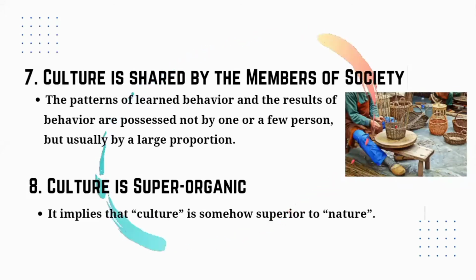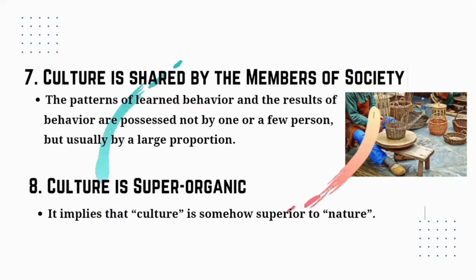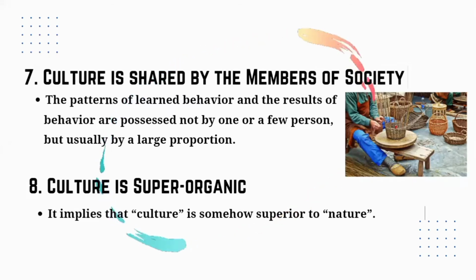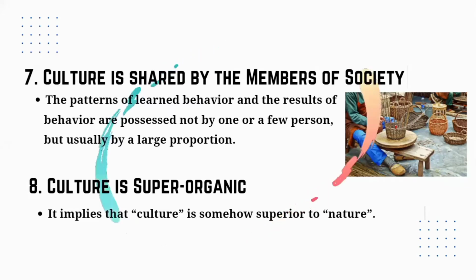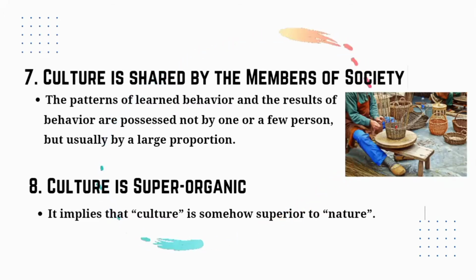The patterns of learned behavior and the result of behavior are possessed not by one or a few persons, but usually a large proportion. So the widespread of it could be a way of life, the arts, the traditions. We have to adapt it. We have to equip it. We have to learn it as our own, because we belong in that society and we tend to follow it because we don't want to be an alien.